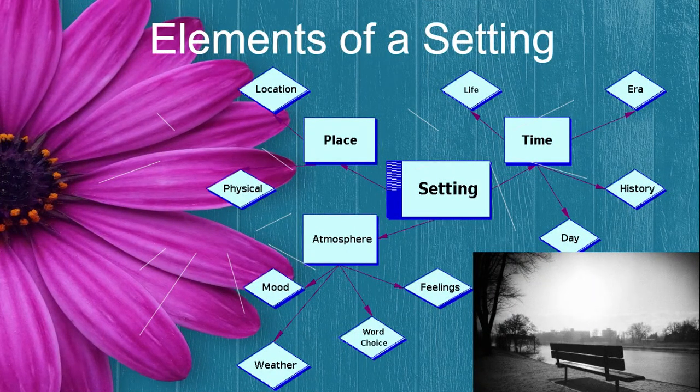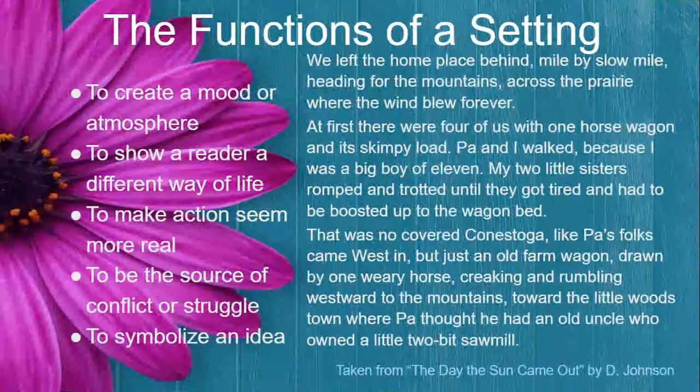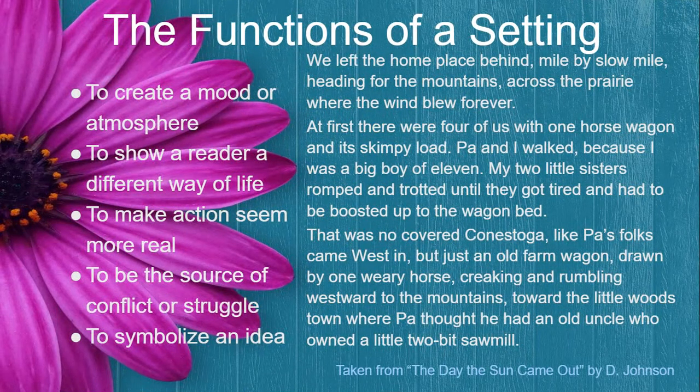Elements of a setting include location, physical place, atmosphere, mood, weather, word choice, feelings, time, era, history, day, life, etc. The functions of a setting: to create a mood or atmosphere, to show a reader a different way of life, to make action seem more real, to be the source of conflict or struggle, to symbolize an idea.